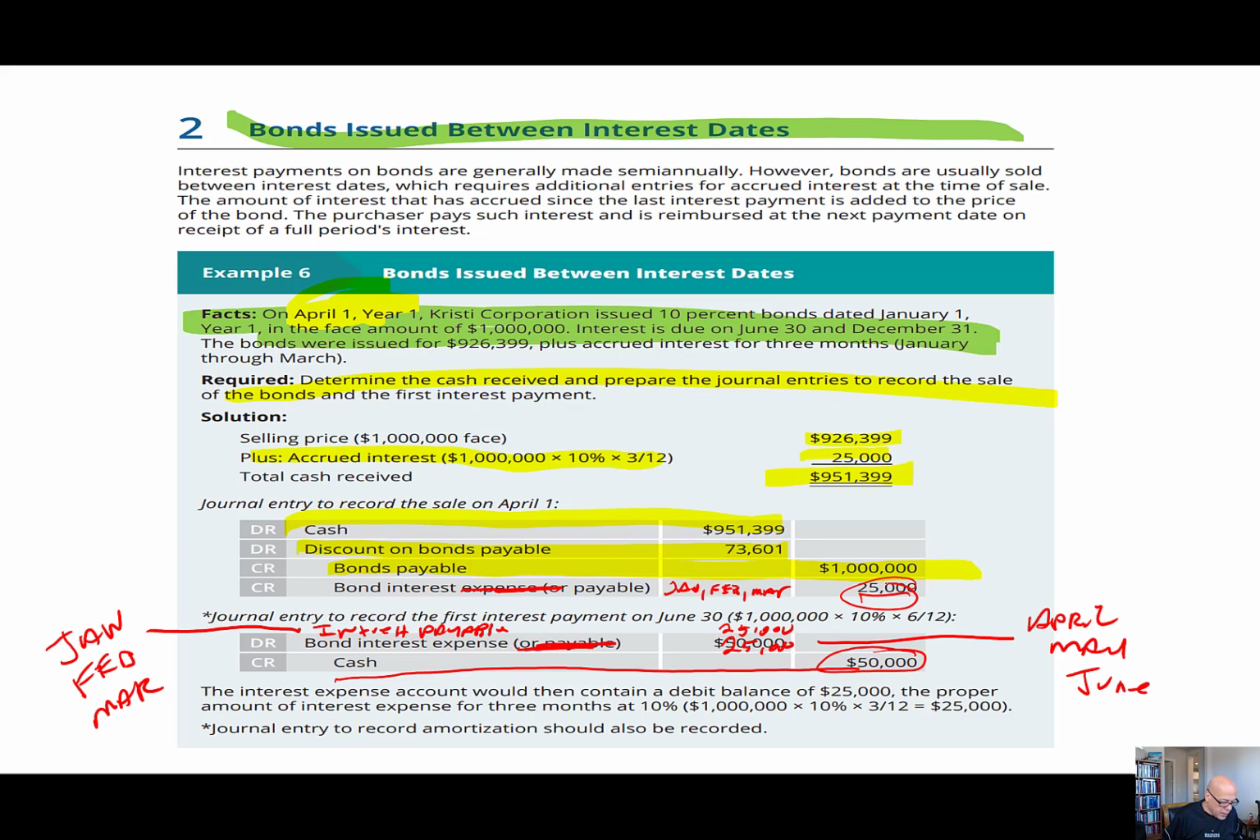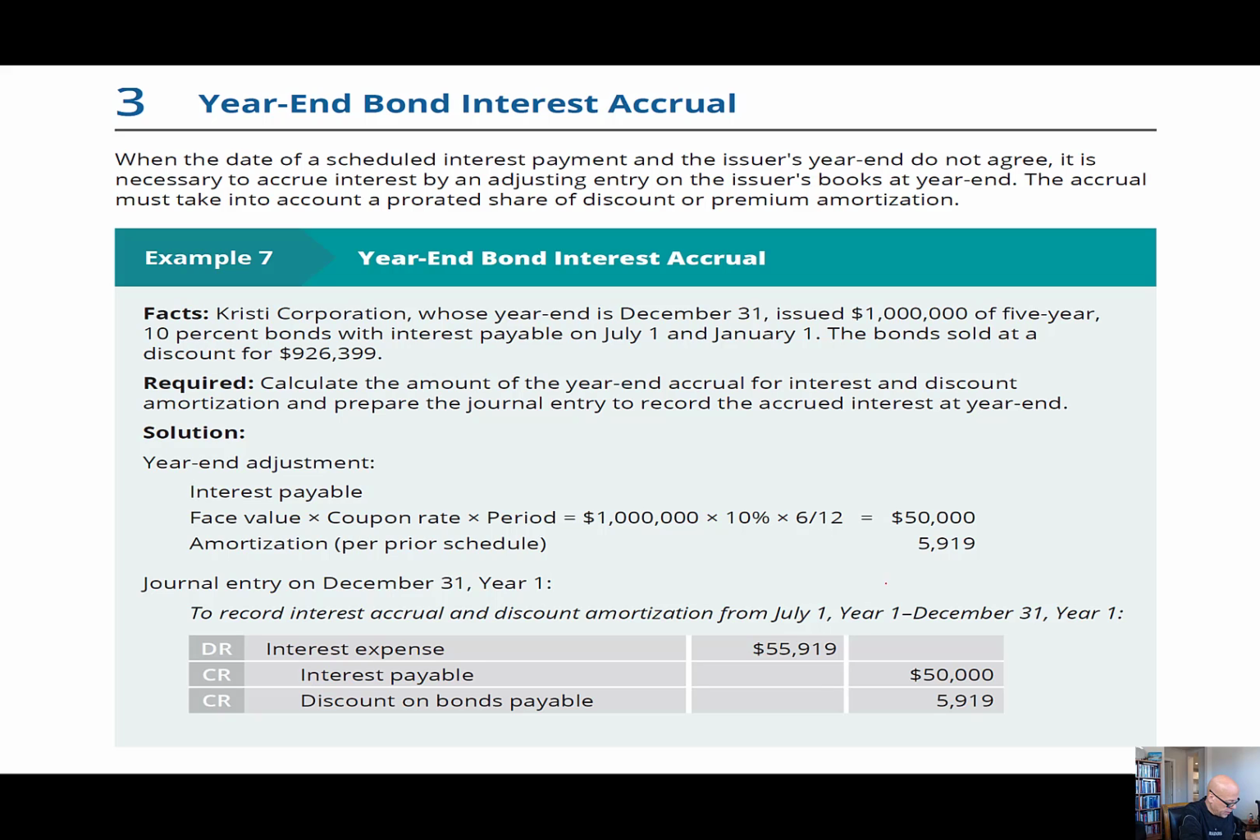The last thing I really want to get into here is if the interest payment date falls into that next year, you still have to accrue the interest expense at year end. So in this example, we have a 5-year bond. Interest is payable July 1st and January 1st. So when we come to the end of the year, we would have to amortize the interest expense for the period that won't be paid until January 1st of the next year.